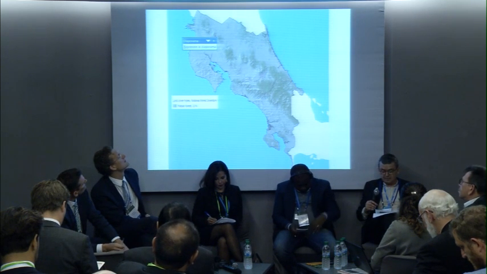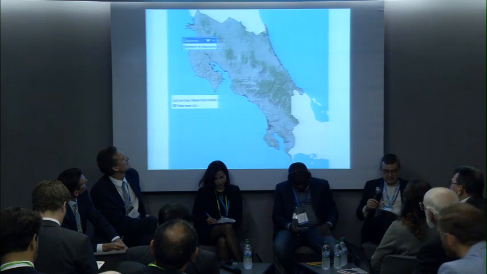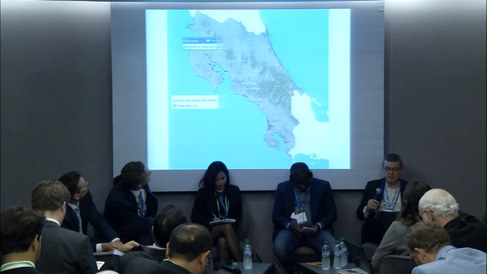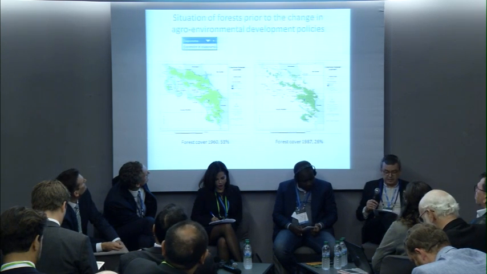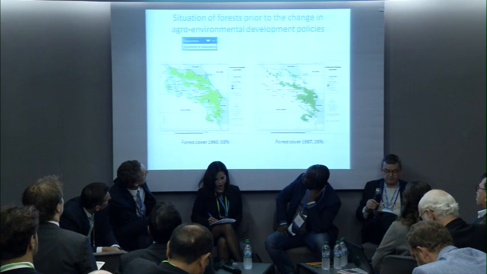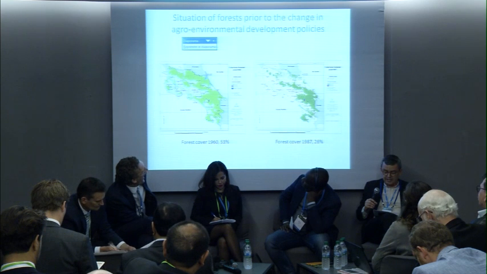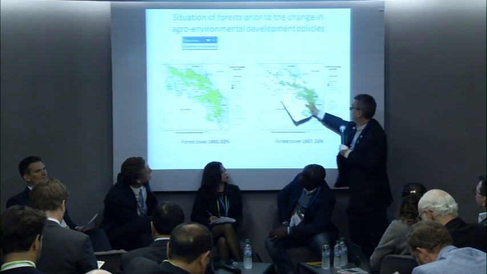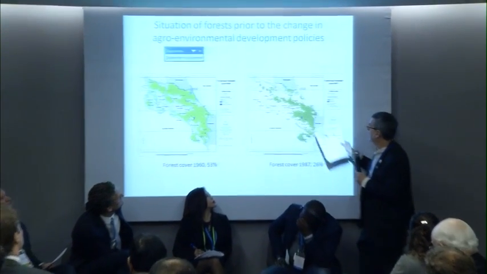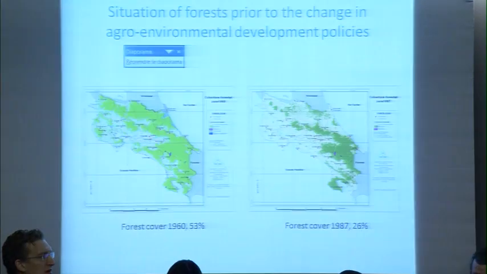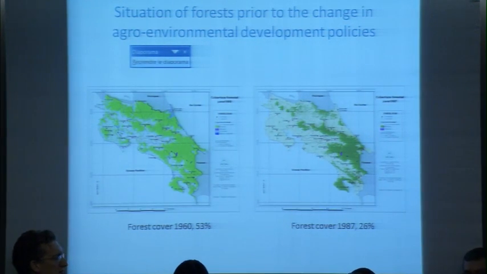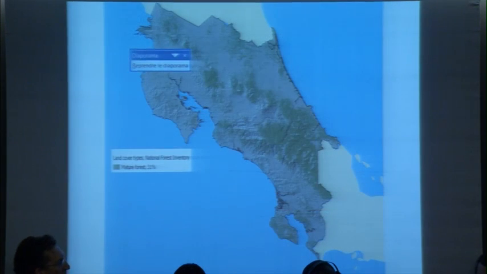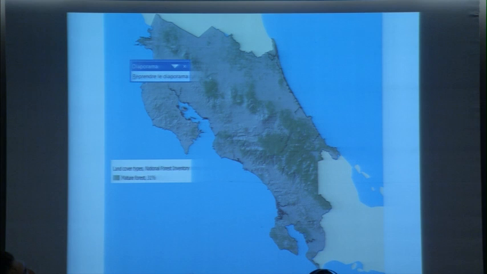That is Costa Rica in 1960. We had 53% forest cover. And in 1987, 26% of forest cover. You see here, all this section, and this part here, basically, most of our deforestation was due to the expansion of the agricultural frontier, and mainly a big percentage of that because of the expansion of the pasture here.